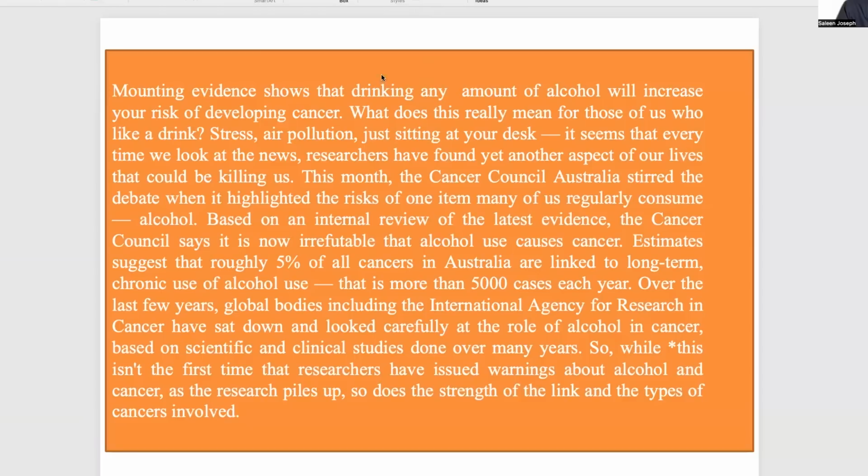Over the last few years, global bodies, including the International Agency for Research in Cancer, have sat down and looked carefully at the role of alcohol in cancer, based on scientific and clinical studies done over many years. So wow, this isn't the first time that researchers have issued warnings about alcohol and cancer. As the research piles up, so does the strength of the link and the types of cancers involved.